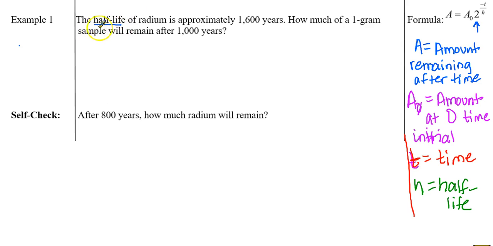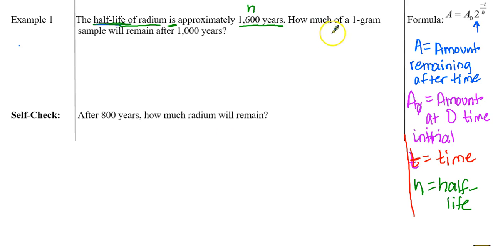It says the half-life of radium is approximately 1,600 years. And is it okay to approximate something that has a half-life that's that long? Yeah. Because what does it matter if it's 1,605 years? That's a long time. Who cares about 5 years when you're talking about that much time? So that's our H.